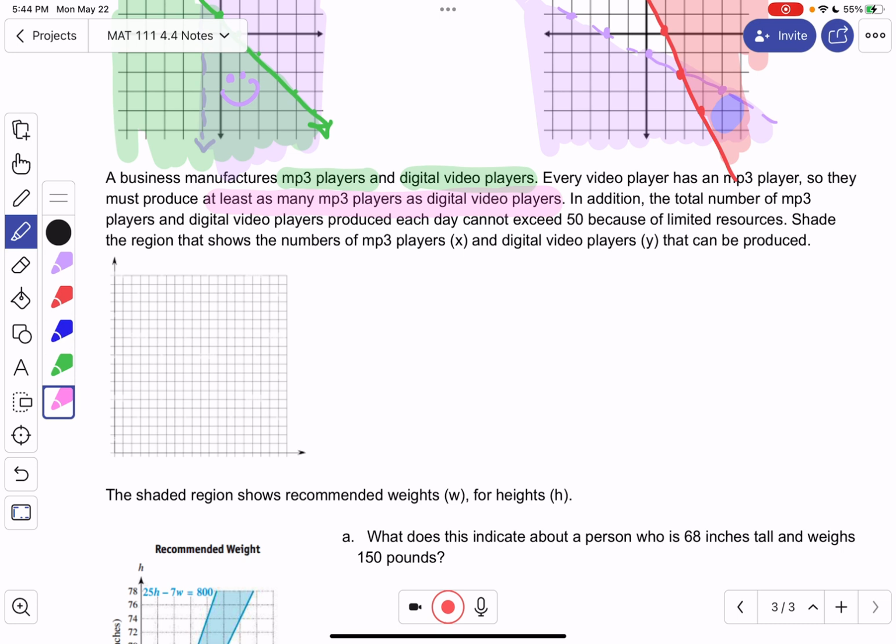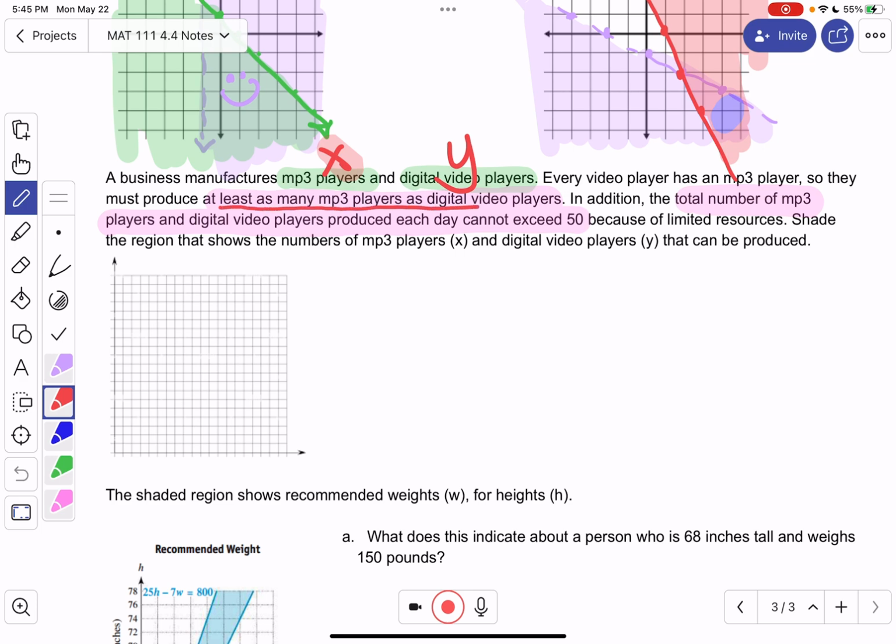In addition, the total number of MP3 players and digital players cannot exceed 50 because of limited resources. Shade the region. So let's say X is our MP3 players, Y is our digital video players. There has to be at least as many MP3 players as digital video players. So X has to be the same or bigger than Y because you have MP3 players in the video.